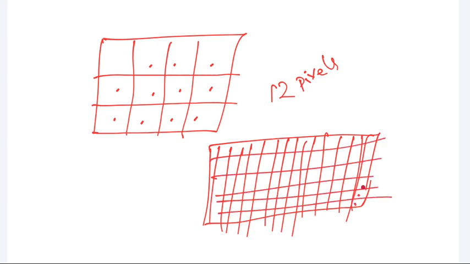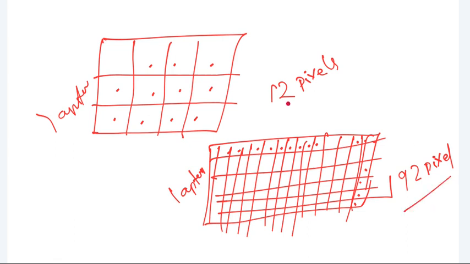Now these are of 1, 2, 3, 4, 5, 6... 16 into 12, 192. These are of 192 pixels. The same pixel, same frame. Okay, these are same. Consider this is my laptop and this is also my laptop with a different screen. This is 192 pixel, this is 12 pixel.